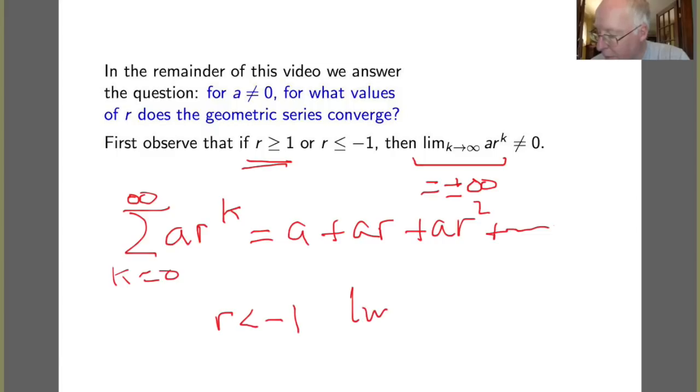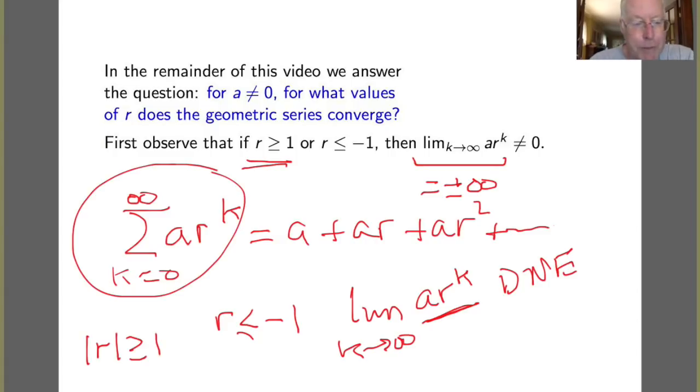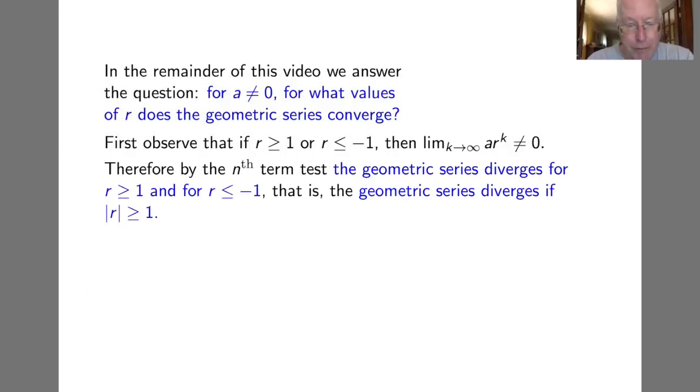And in the case where r is less than minus 1, this limit of the terms does not exist. If r is less than or equal to minus 1, you'll find that this thing bounces back and forth between positive and negative numbers, but they're not getting close to 0. So this is an easy analysis for this series. If r is bigger than or equal to 1 in absolute value, then the series diverges. So there's a conclusion there. By the nth term test, the geometric series diverges. And so anytime we have a geometric series where r is bigger than or equal to 1 in absolute value, we know that it diverges.